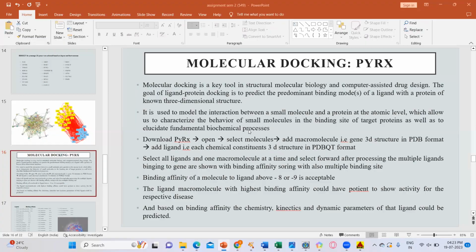So, first of all, the genes extracted from Cytoscape will have to be converted into PDB format by using the PDB, that is, the Protein Data Bank. In that, we have to input each protein of each gene obtained, and then the 3D structure of that protein is downloaded in the SDF format, in the PDB format.